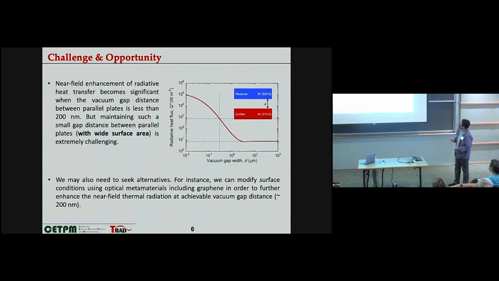From that, we identified the challenges. Theory tells us that the near field enhancement becomes greater at very small distances. This is 1 micrometer, and this is 200 nanometers, and what we achieved is about here, 400 nanometers. So we would like to decrease the gap distance further while at the same time maintaining the wide surface area, which is desirable, but with our devices we could not achieve that.